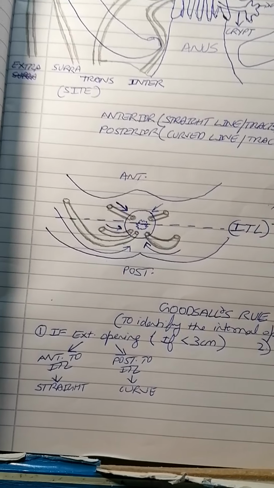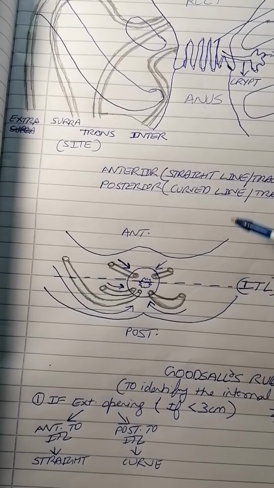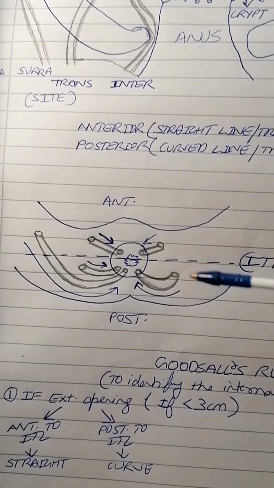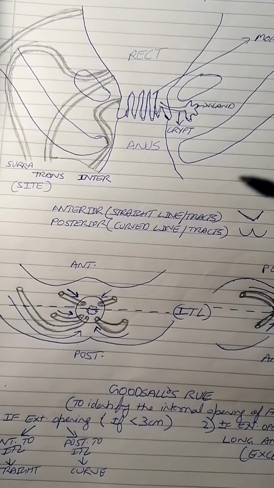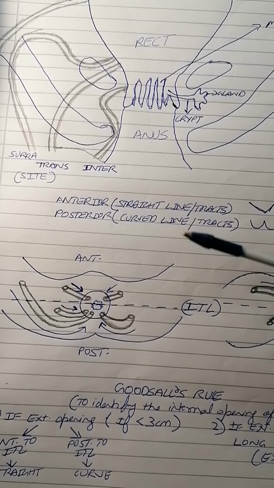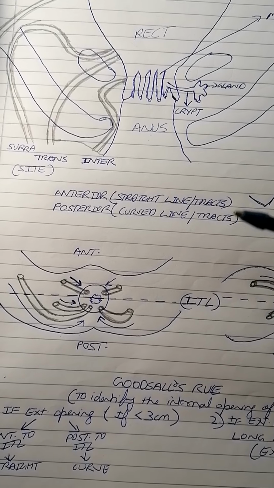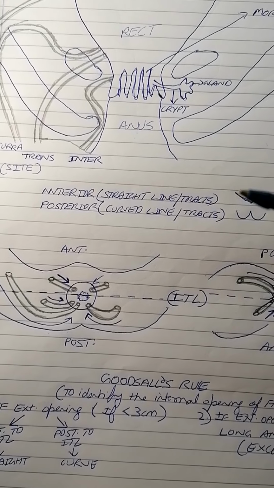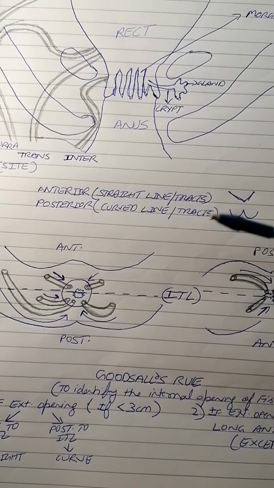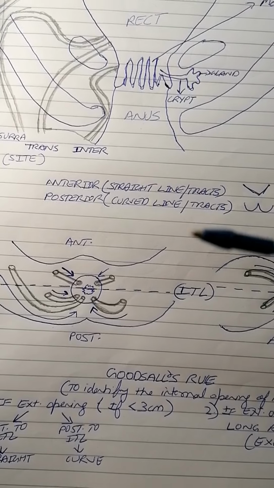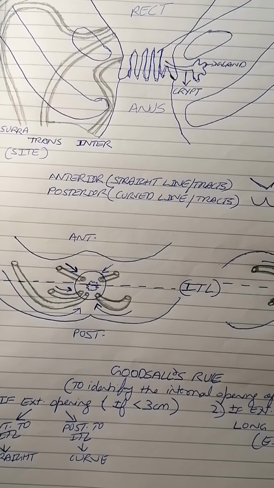So let's go rapidly, very fast through Goodsall's rule. What does it say? First of all, why is Goodsall's rule important? As I talked about, these fistulas have internal and external openings. The external opening would be somewhere in the skin, which you can see. And there's a tract, kind of a tube. That's why it's a fistula. You can even palpate it sometimes. But the internal opening of that fistula can't be seen and can't be palpated, because it's somewhere inside.